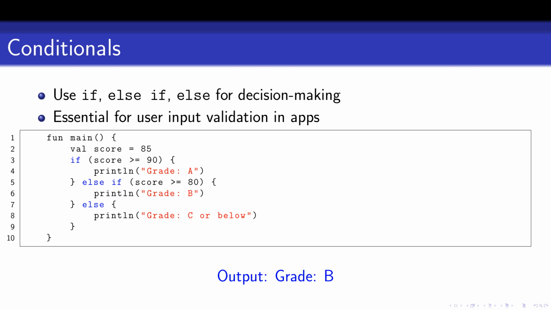Conditionals with if and else are essential for decision-making in apps, especially for validating user input. The code example assigns a grade based on a score, printing grade B for a score of 85, showing how conditionals control app behavior based on user data.